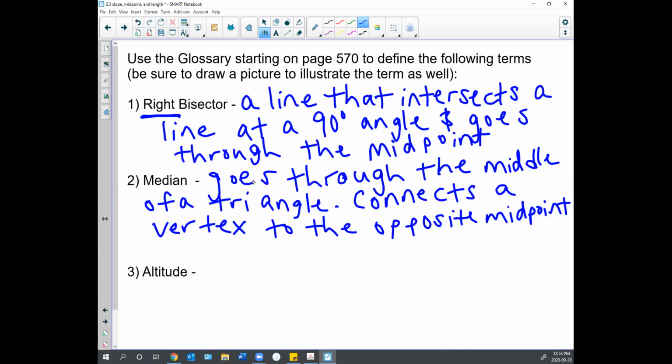I'm actually going to ignore altitude. This shows up in your textbook, but it no longer is in the Ontario curriculum. So I'm going to ignore altitude. You guys can scribble that out as well.